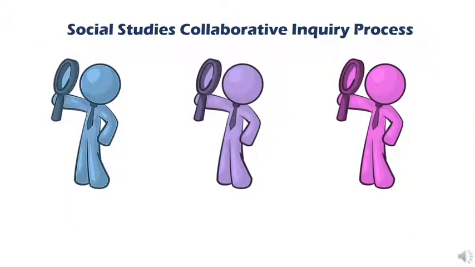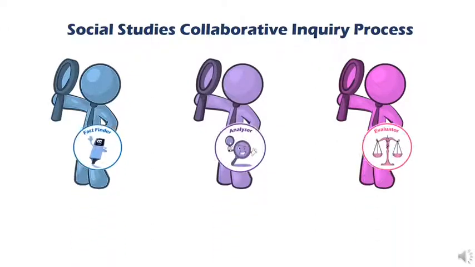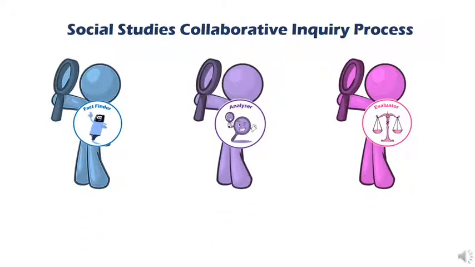Okay, so I wanted to start by explaining how our social studies collaborative inquiry process works. So, first of all, we split our class into small inquiry groups of about 3 to 4 members. Now, research tells us that 3 to 4 is the optimum number of members for collaborative learning, and we should never exceed 6. Once we've created our groups, we can then allocate each member a SCIP inquiry role. And so that would be the fact finder, the analyzer, or the evaluator. Once you've allocated the inquiry roles, you can then allocate the corresponding questions.